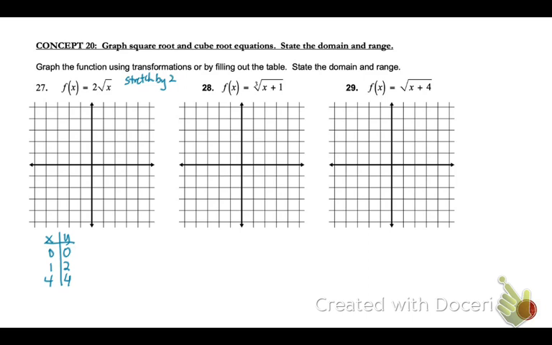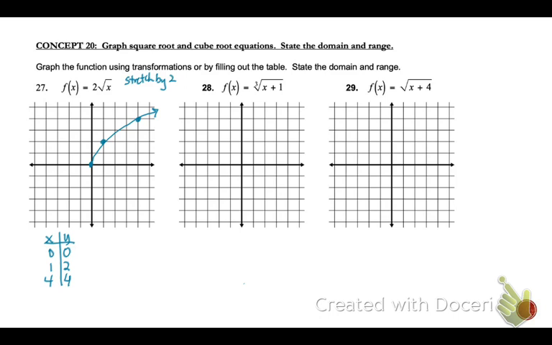Notice I've done the math. So square root of 0 is 0, times 2 is 0. So that's my y value. Square root of 1 is 1, times 2 is 2. So that's my y value. Square root of 4 is 2, times 2 is 4. Now I'm going to plot these points. And then remembering that this graph has a starting point, and then we'll go off infinitely to the right. Now I'm going to come back and do the domain and range in a moment.